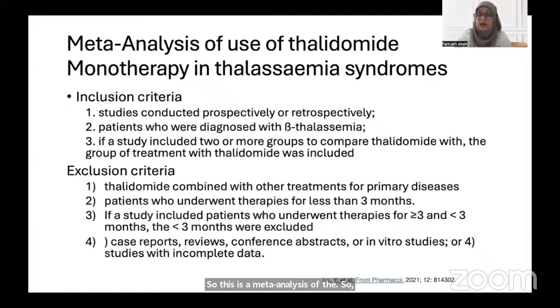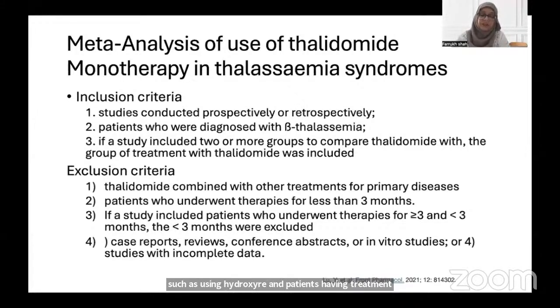As you're aware, there are a number of drug trials which compared thalidomide with hydroxyurea, showing a very good response. But with this meta-analysis, they looked specifically at monotherapy, and the inclusion criteria were studies conducted prospectively or retrospectively in thalassemia patients. If 2 or more groups had a comparator, then the group that received thalidomide monotherapy was included in this meta-analysis. Exclusion criteria were combination therapies, such as using hydroxyurea, and patients having treatment for less than 3 months, which wasn't deemed long enough to assess a response.